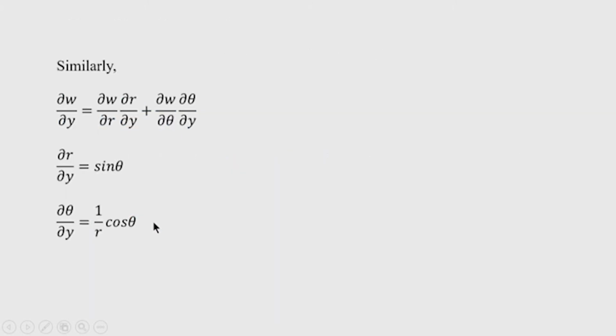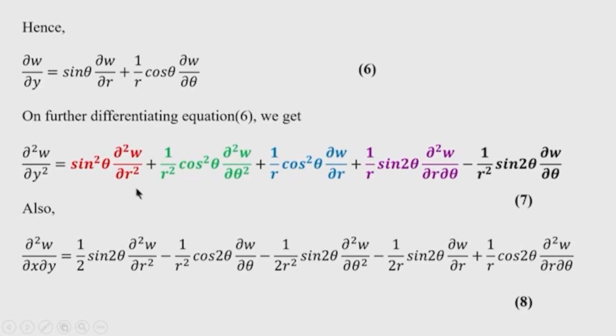Now, we go to equation 7. In equation 7 we have sin square theta del square w by del r square. So, this is also a red color term. Our intention is to find the Laplacian operator in polar coordinates, that is, transforming the Laplacian operator from rectangular coordinates to polar coordinates to find out the equation of the plate.